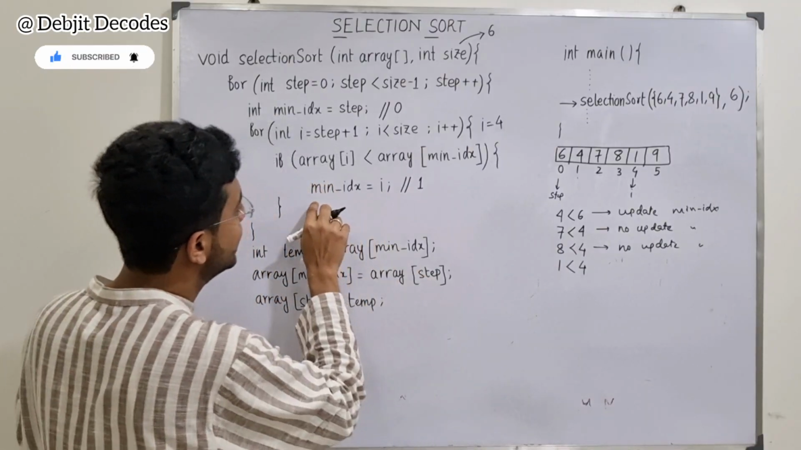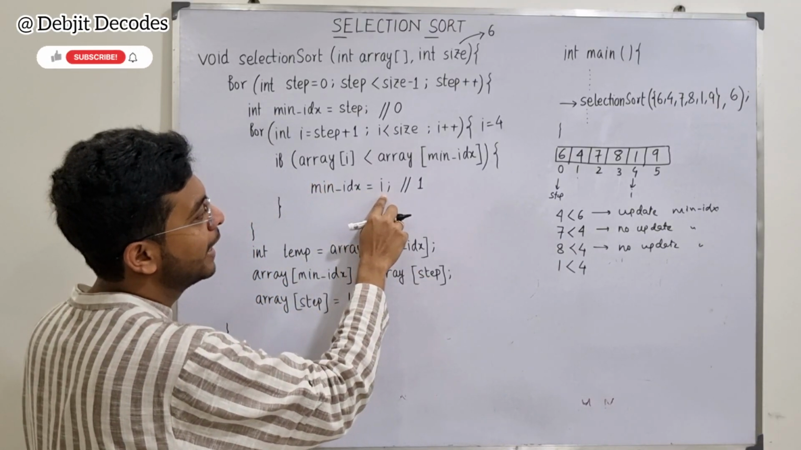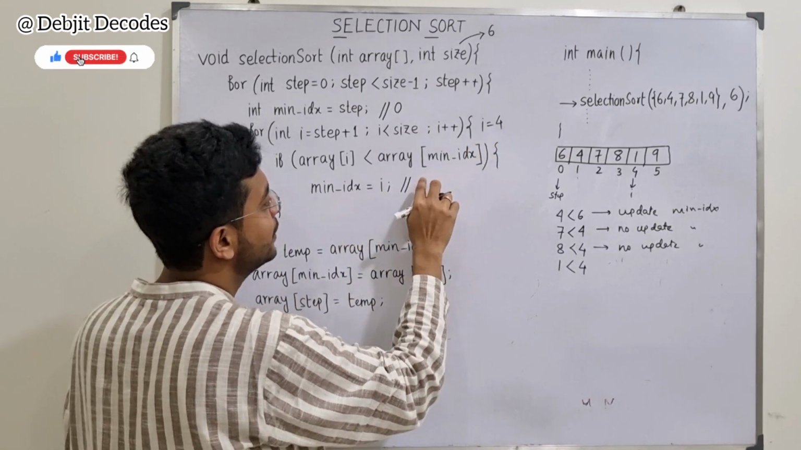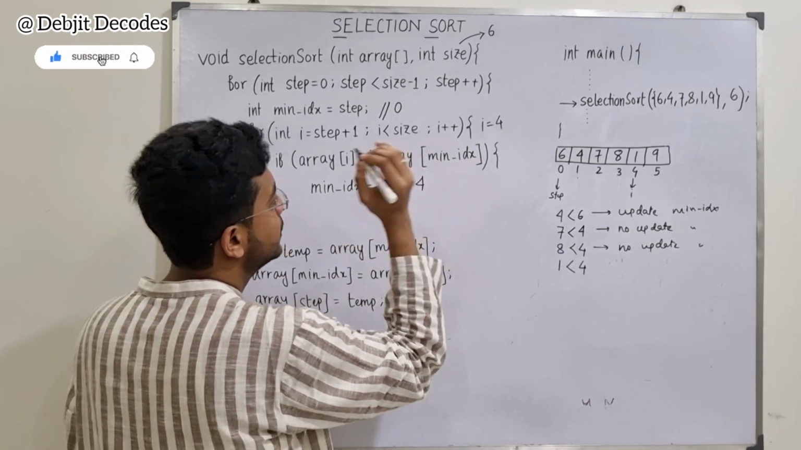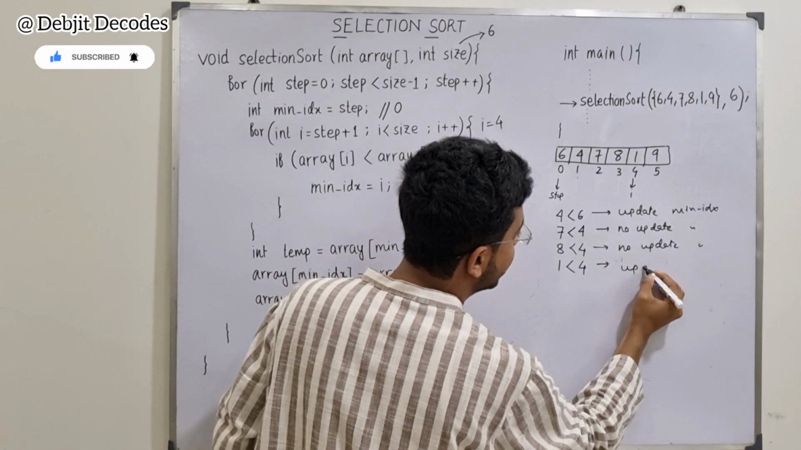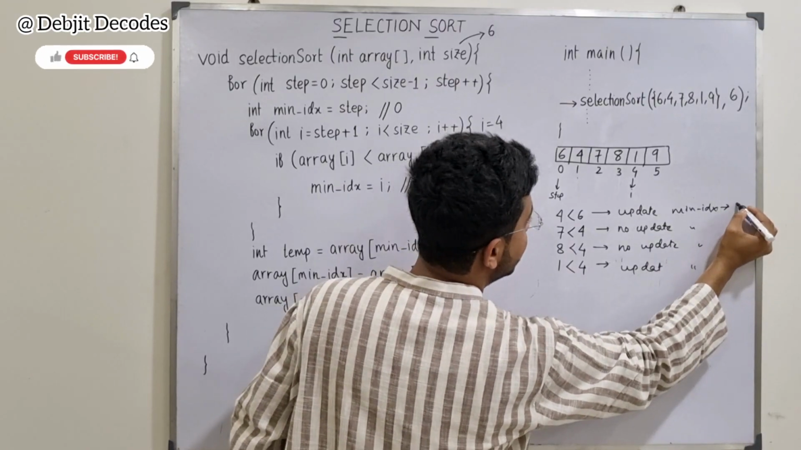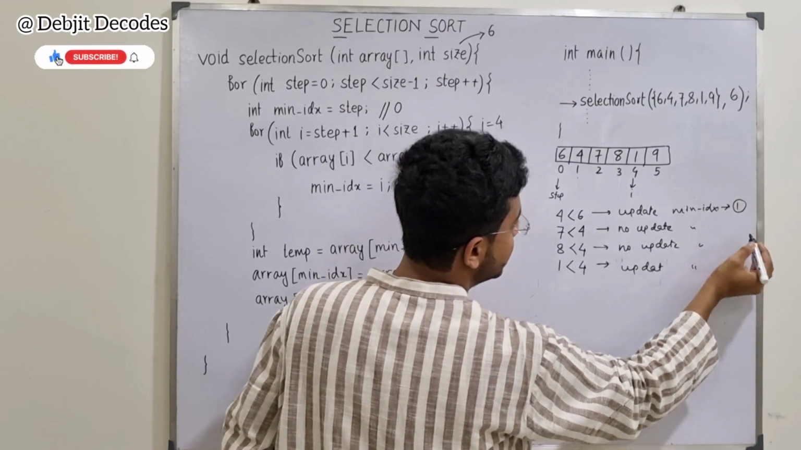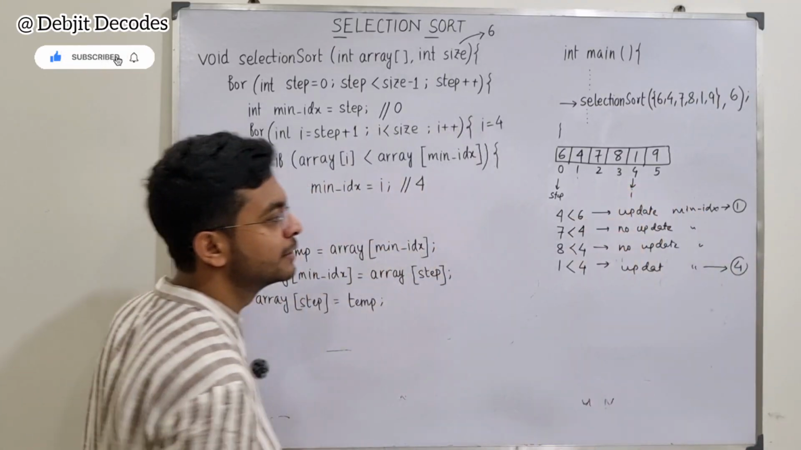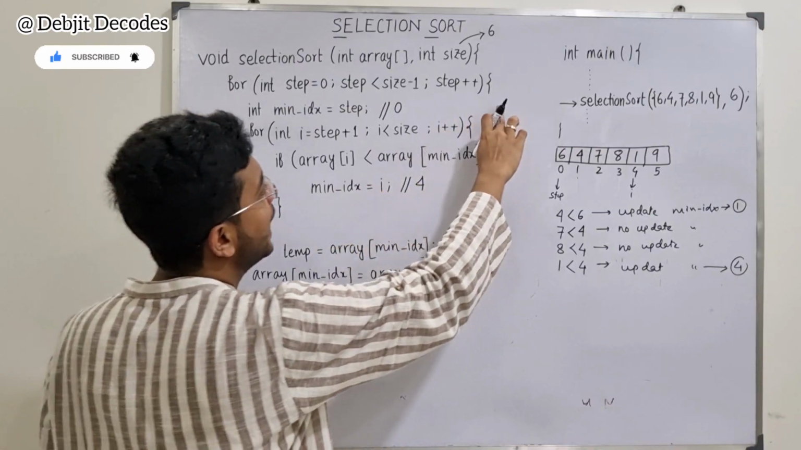So this condition is satisfied. So in that case, min index will become i. And what is the value of i? The value of i is 4. So min index becomes 4. So it updates the min index. Initially the value of min index was 1. Here there was no change. Here there was no change. Here it is changing to 4. The min index value is becoming 4.